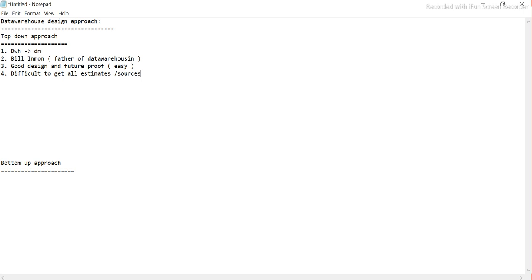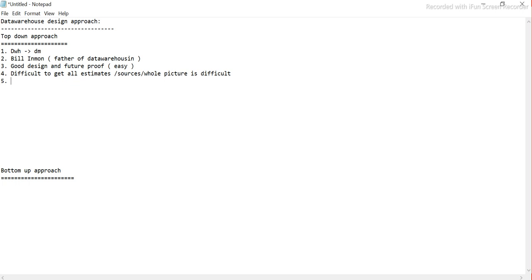We don't know what all the source systems will be, and also because this is representing the whole data warehouse, representing the whole picture is difficult. Okay, all right, guys.